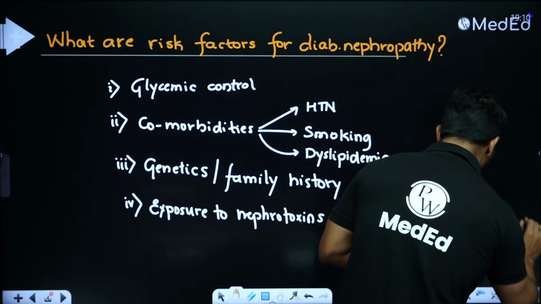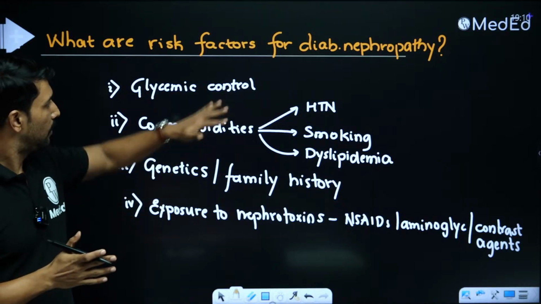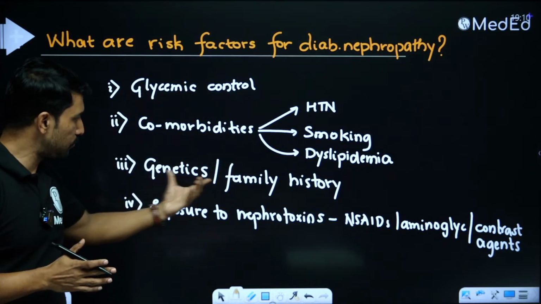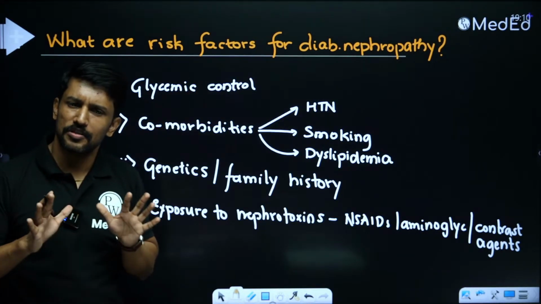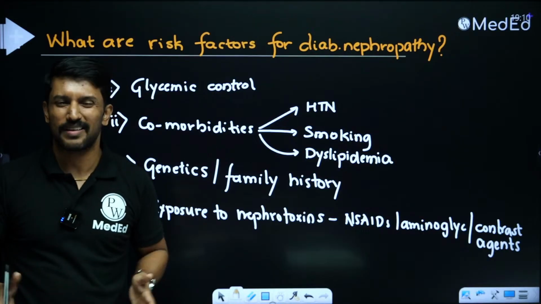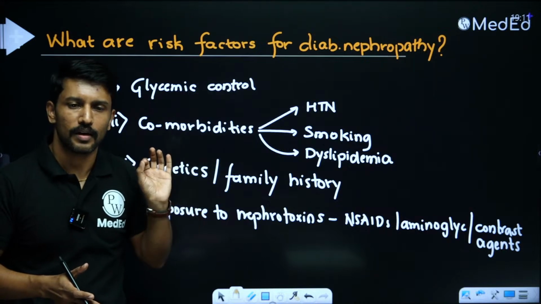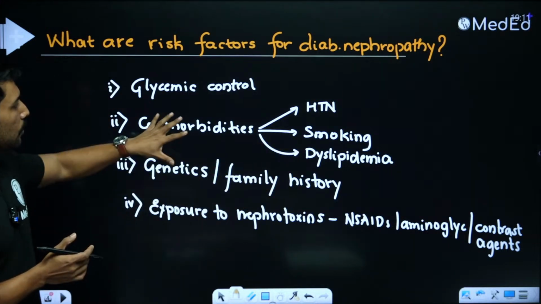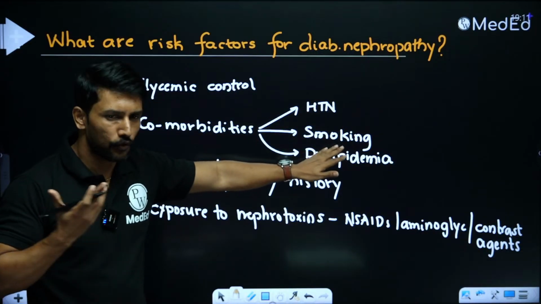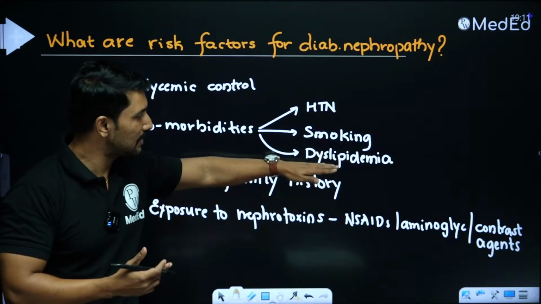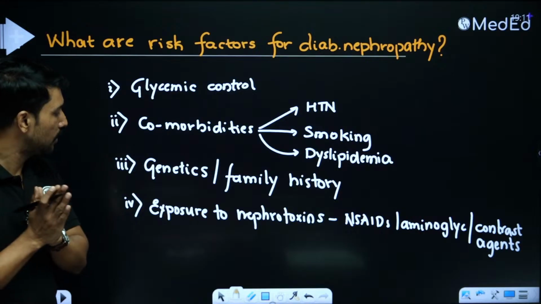Now tell me, among these, what risk factors are controllable? You can say that almost everything except the genetics can be altered. For example, glycemic control. If I control diabetes well with the use of medications, insulin, whatever it requires, I can minimize the chance of this patient developing nephropathy. And if it has already developed, then I can slow down the progression of the disease. Second, among the comorbidities, hypertension we can manage. Of course, smoking is a choice, it's not a disease. Dyslipidemia we can also manage. Only genetics, family history is something that we cannot manage.